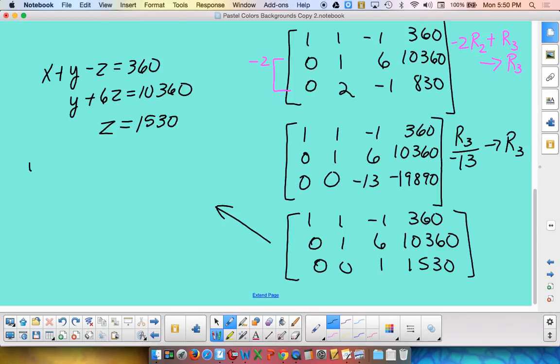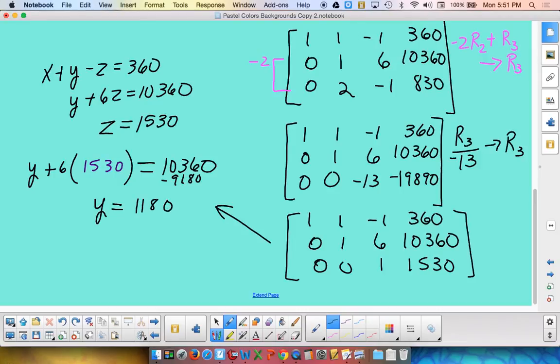When I then proceed to solve it, I'm going to have y plus 6 times 1,530 equals 10,360. So if we do that, 6 times 1530 is 9,180. So I'm actually subtracting 9,180 from the other side, which is going to leave me with y equals 1,180.